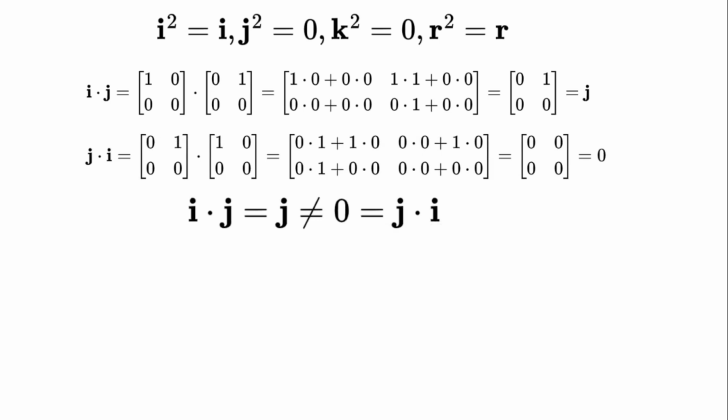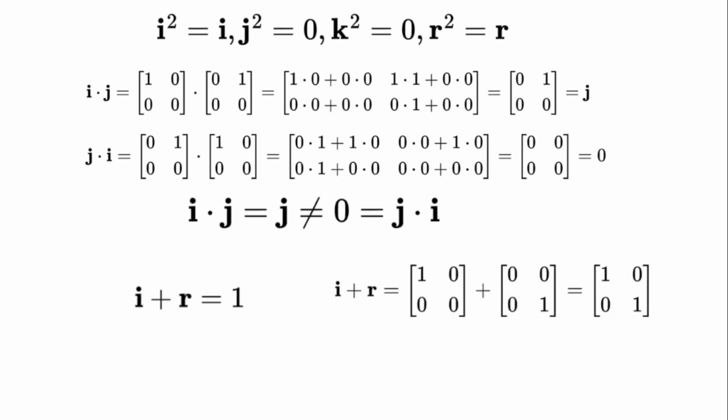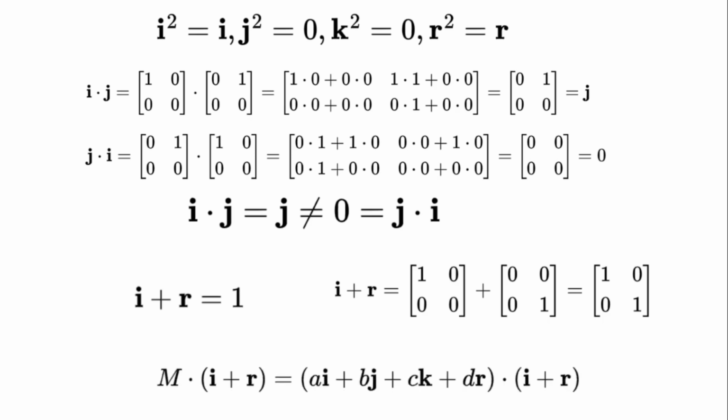Another crucial property is the identity element. For Quadrix numbers, the identity is I plus R. Why? Because when we multiply any Quadrix number by I plus R, we get back the original number. This matches the 2x2 identity matrix, which has 1s on the diagonal and 0s elsewhere. To confirm, let's expand the multiplication of a general Quadrix number m with I plus R. After applying the basis rules, we see that all terms simplify back to m, proving that I plus R truly acts as the identity.